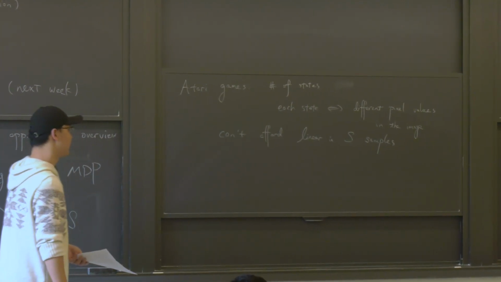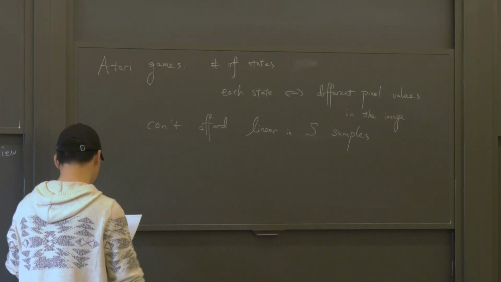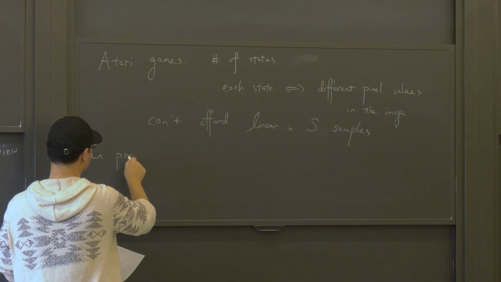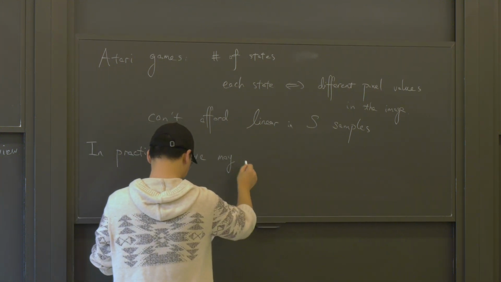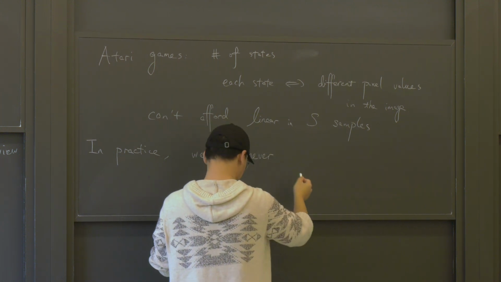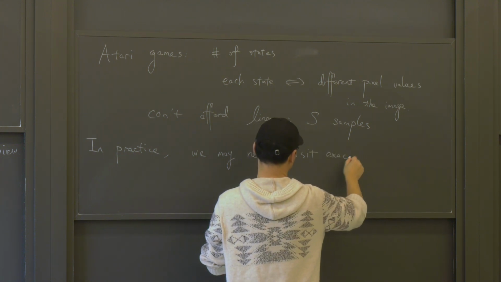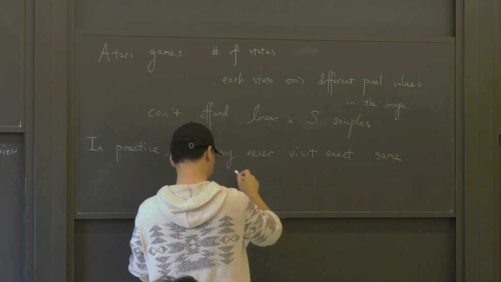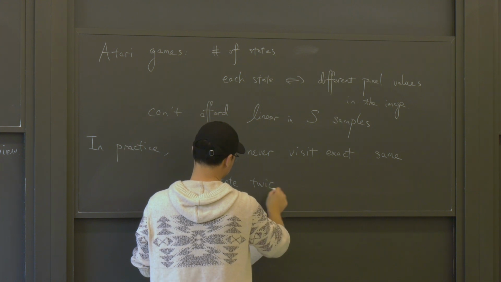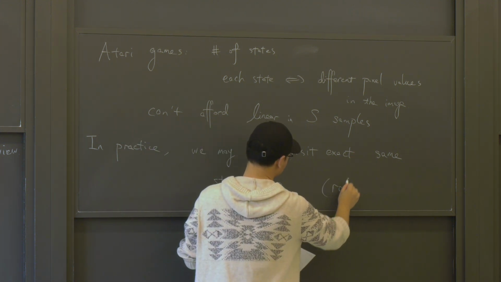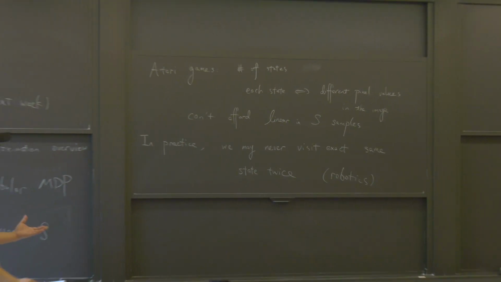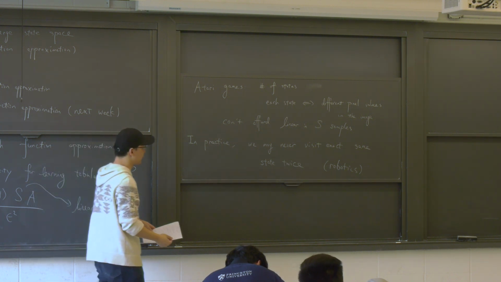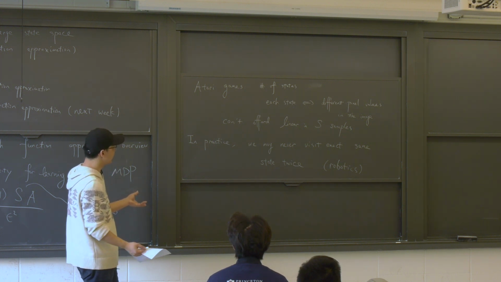Okay, so first we notice the number of states is really, really large in those kinds of applications, so you cannot really afford anything linear in S number of samples. The second thing you observe is that in practice, we may never visit the exact same state twice. Take robotics, where you can think of the state as represented by real values, in terms of position, joint angles, something like that. And if it's a real value, it's very difficult to experience exactly the same real value twice.